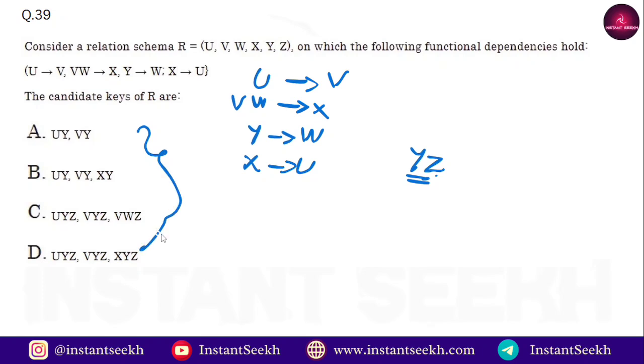If you check all the options, you find option D has all the keys containing YZ. So the correct answer for the candidate keys is UYZ, VYZ, and XYZ. So option D is your right answer. There is an alternative method also to do it, but we will prefer this one. Let's move on to the next one.